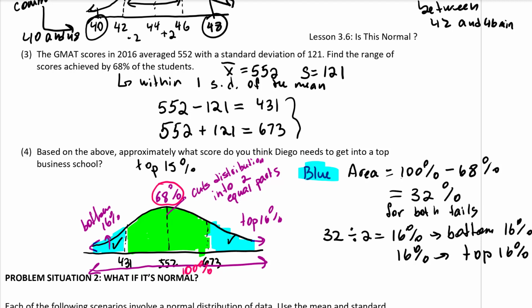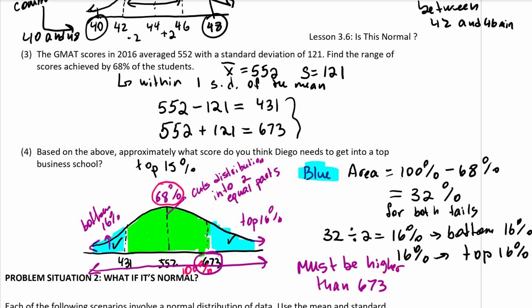So we want to know, what will get him in the top score. Well, to get to the top 16%, his score has got to be 673. So it must be higher than 673 in order to be in the top 16.